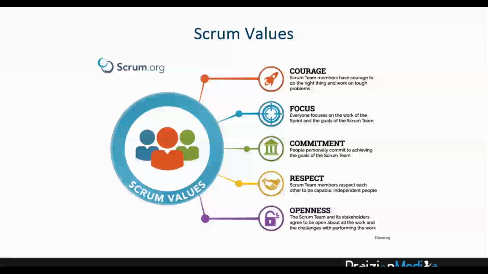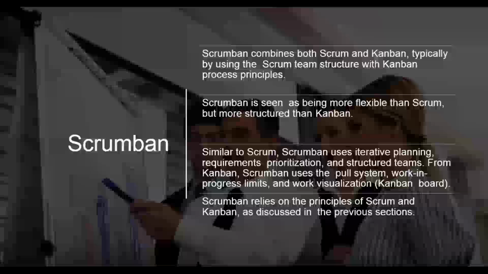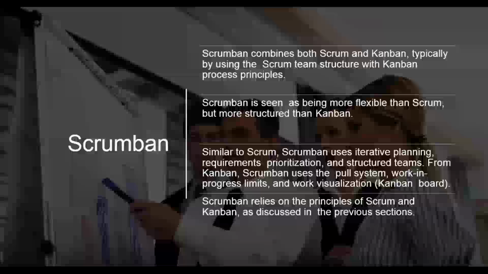Let's go back to the GAO documentation. Going back to the GAO documentation, the final one we will discuss today is Scrumban. Scrumban combines both Scrum and Kanban, typically by using the Scrum team structure with Kanban process principles. Now, the question would be, what is Kanban? In order to understand Scrumban, you should know a bit about Kanban. So let's talk about Kanban and jump back into Scrumban, which is a combination of Scrum and Kanban.